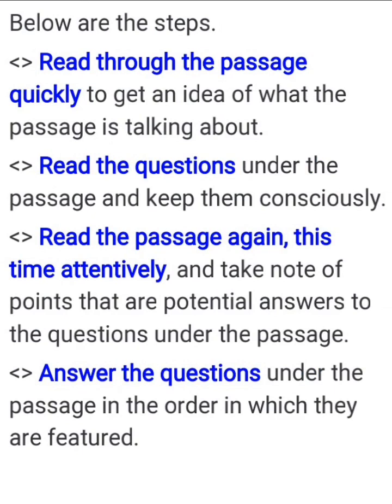Step 3 says, read the passage again, this time attentively. Now, it's time for you to read the passage well. Yes, you read it attentively. You pay attention to even the minutest details that will be needed for you to answer the questions that are in your mind already, having read through them in step 2. So you read through the passage again, this time attentively, and take note of points that are potential answers to the questions under the passage. Remember, you have read through the questions. They are running in your mind consciously.